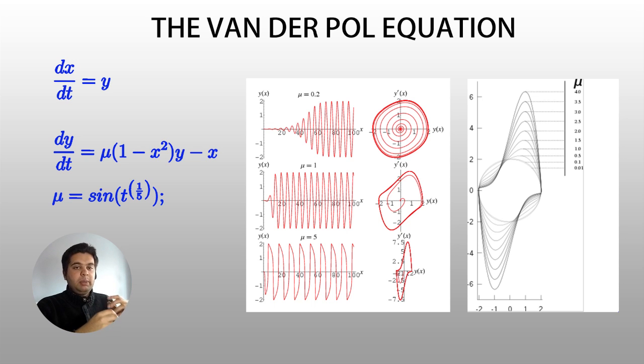Now mu will be a non-linear damping constant because the damping will be changing over time. For this example, I set mu equal to sine t to the 1/5. So these equations you cannot solve analytically because you have a non-linear function of time in there. So you must use a numerical method, and for this, we'll be using the RK fourth order.